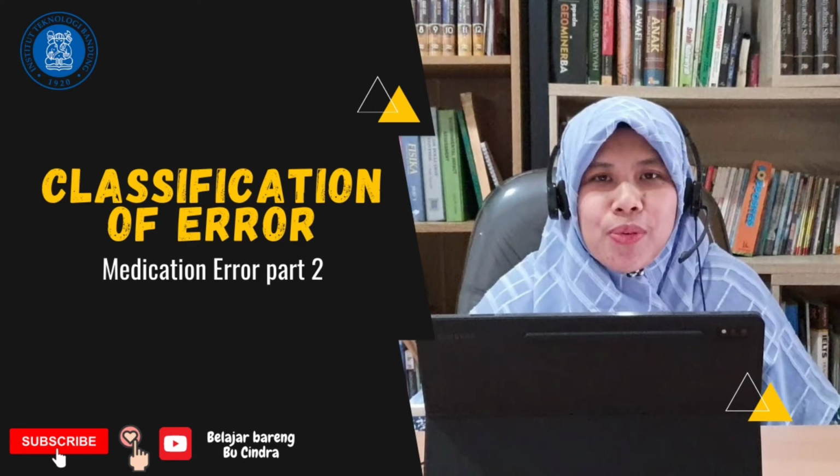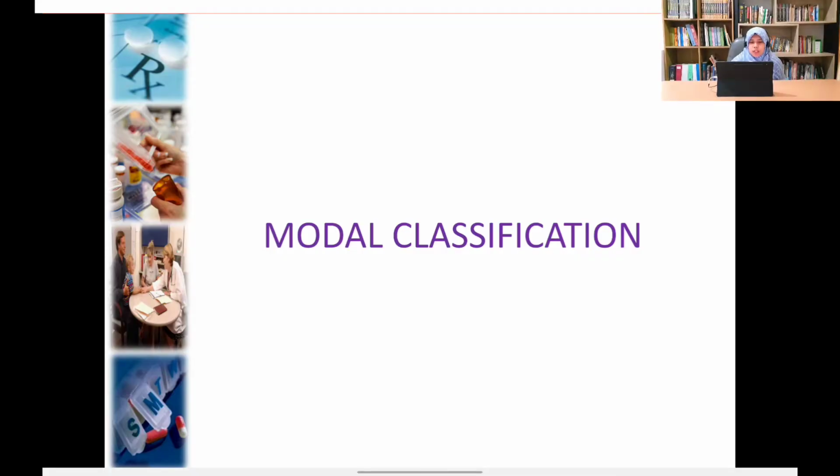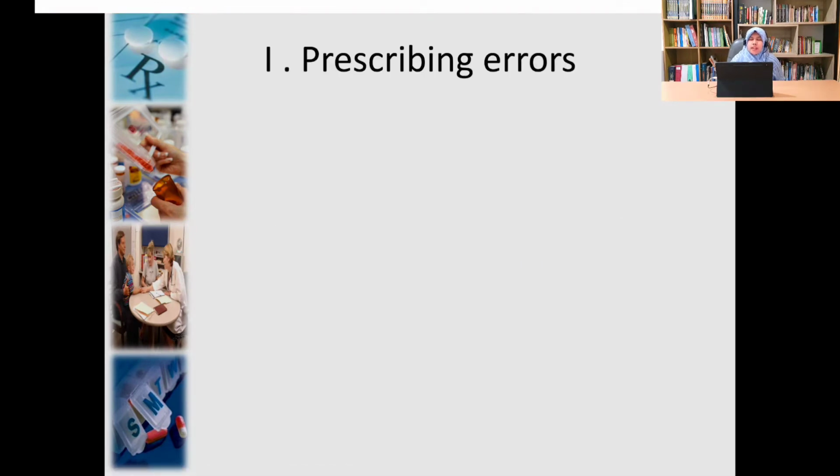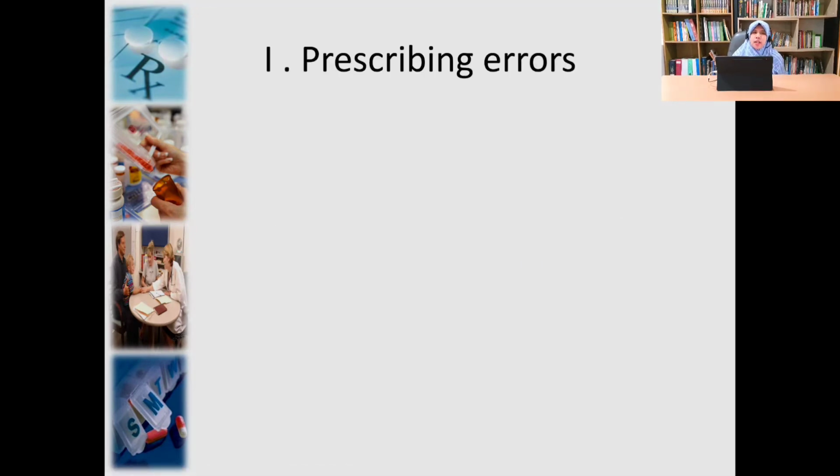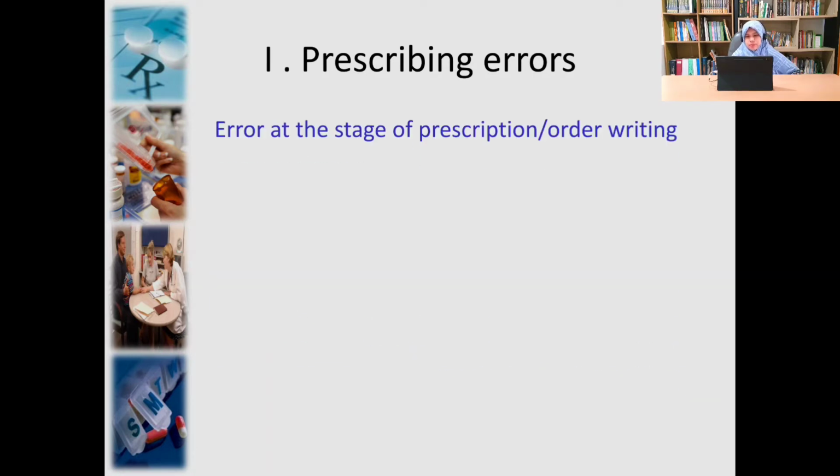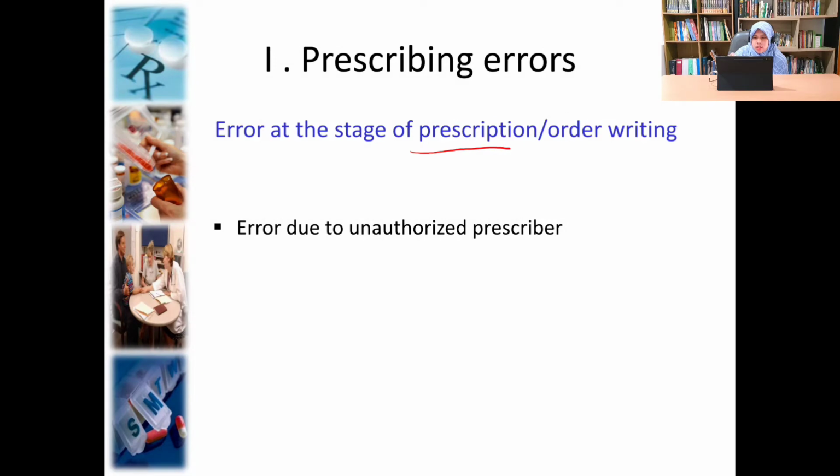In this video, I will continue the explanation of medication error based on the model classification. There are four types of medication error by the model classification. The first one is prescribing errors. This error occurs at the stage of prescription or order writing, so it is an error due to an authorized prescriber.